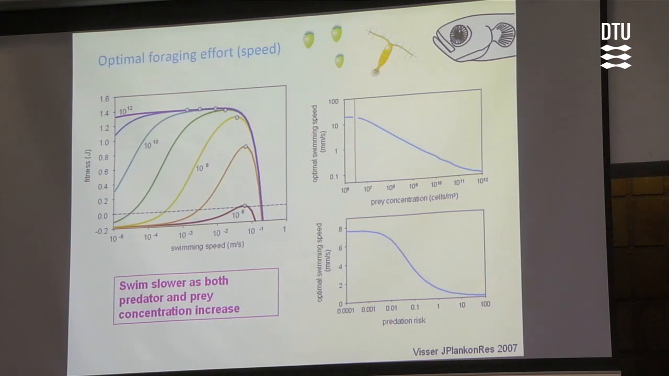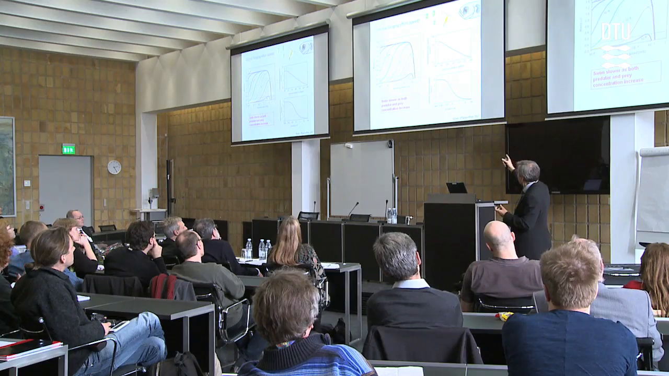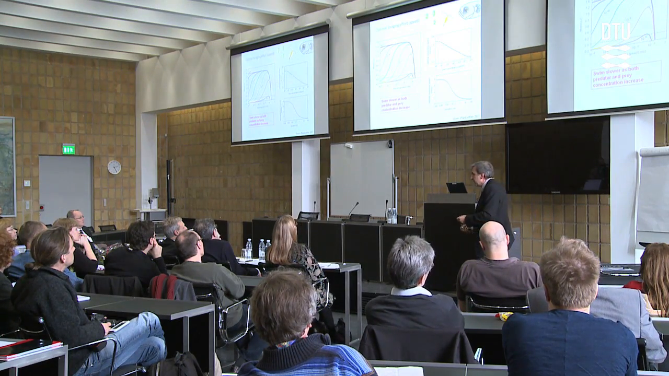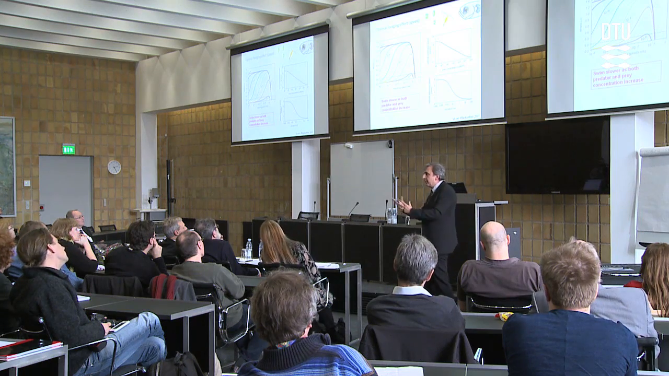This indicates that an organism should simply swim slower or put less effort into foraging as either predation risk increases or the number of prey increases. In other words, if there's lots of prey, don't waste energy looking for it. There's lots around, just slow down, take it easy. And if there are a lot of predators around, it's like, I'd better keep under the radar, basically.